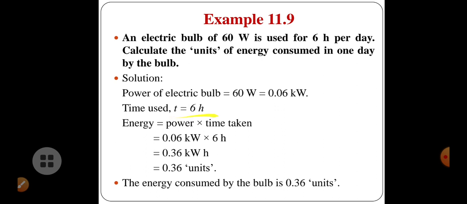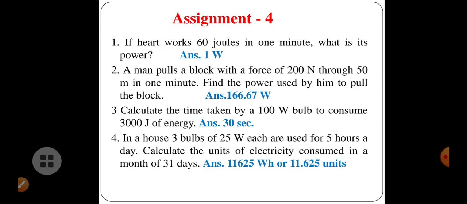Time used is given in hour. So we are not going to convert it into second because the power is in kilowatt and time is in hour. So energy equals power into time taken. Multiply this power into time and we get 0.36 kilowatt hour or 0.36 units. So the energy consumed by the bulb is 0.36 units.